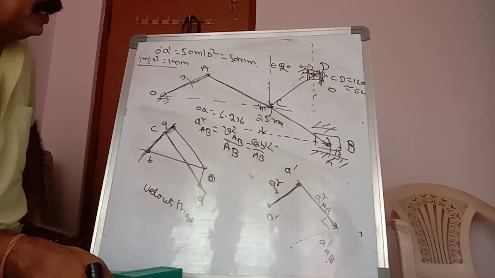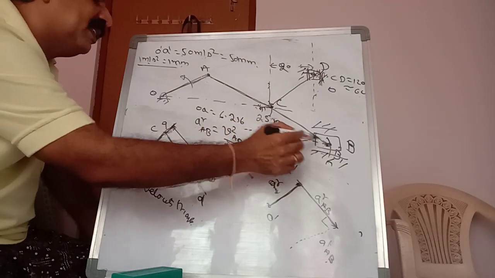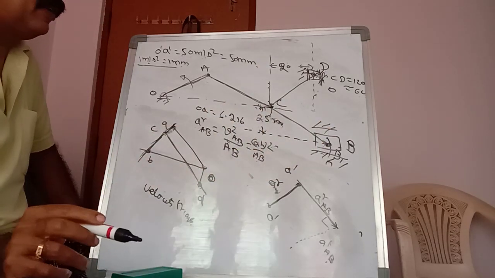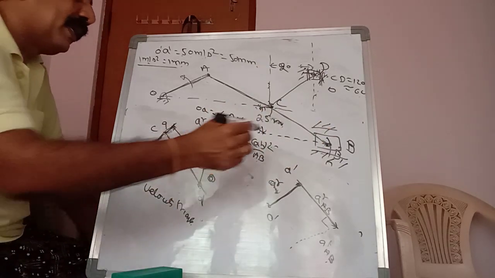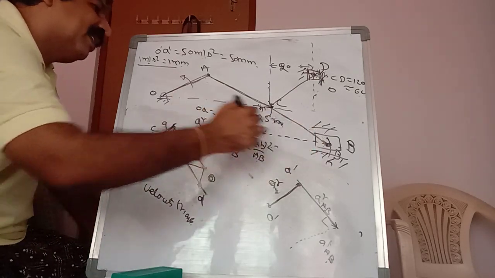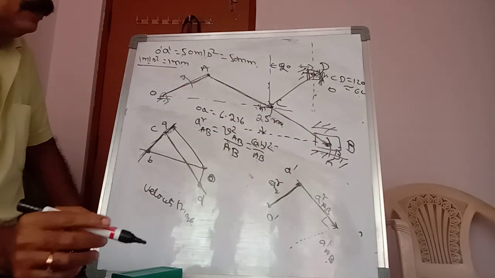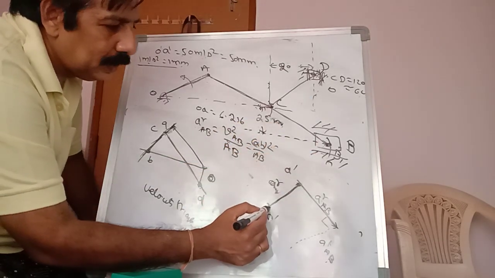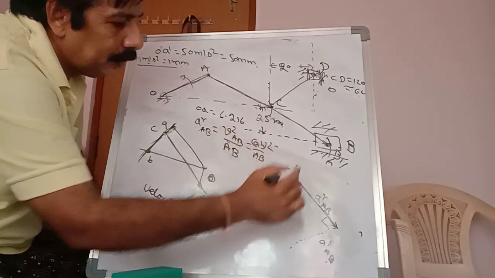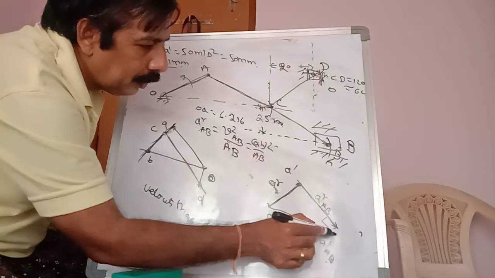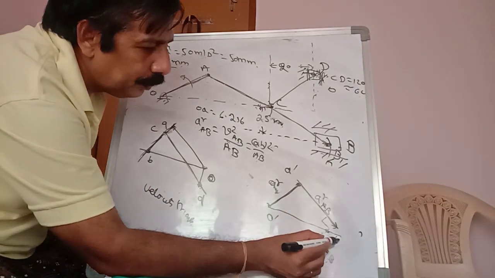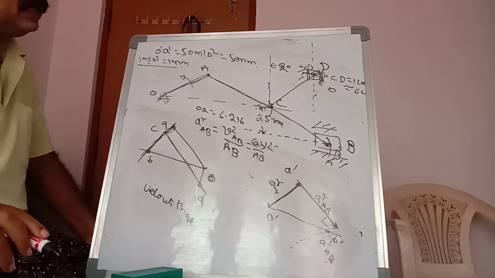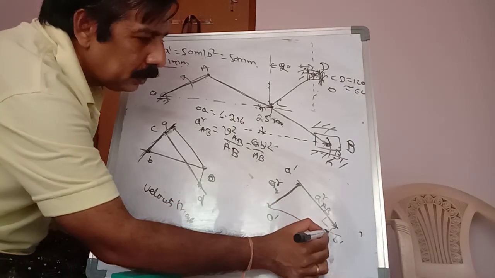But how to find the B? Because here B is a slider. For a slider, the tangential component is a straight line along the path of B. Because it is OB, from O dash you draw a horizontal line. So this intersection point is B dash. So this is B dash.